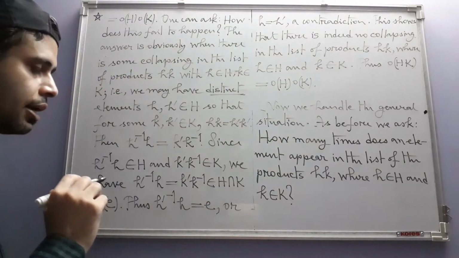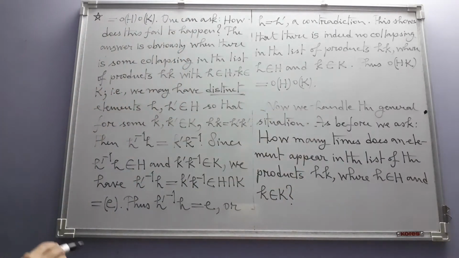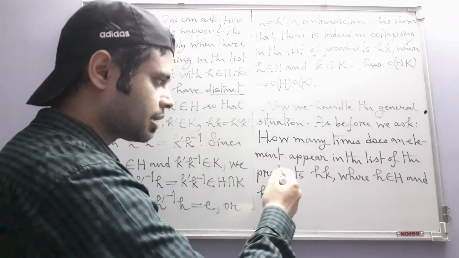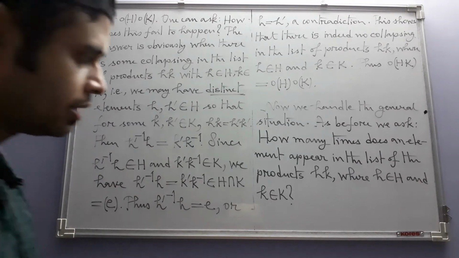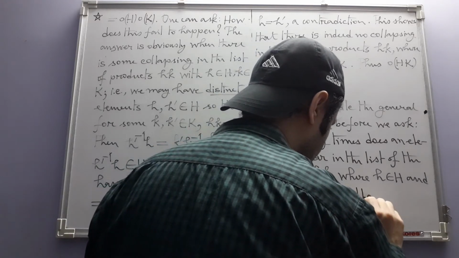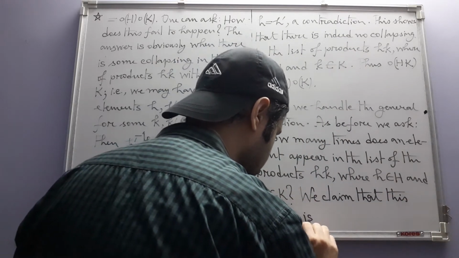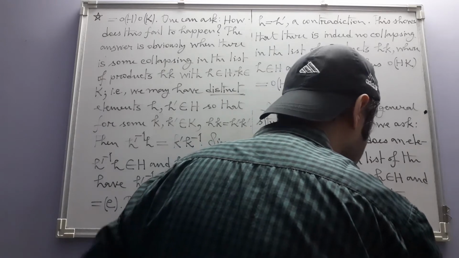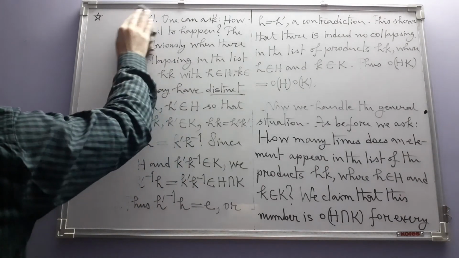So that's why we now claim that the number by which we have to divide is actually the order of H intersection K. In other words, we are saying that the number of times an element is repeated in this list is actually the order of H intersection K. We claim that this number is the order of H intersection K, and that is for every element. Same number for every element, because then only you can divide.